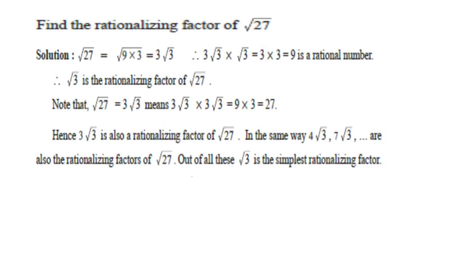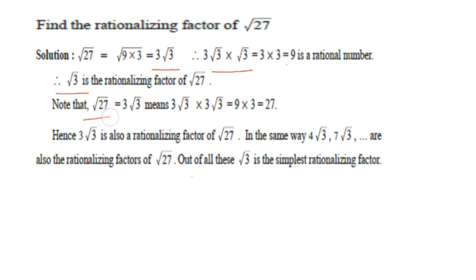Find the rationalizing factor of root 27. Root 27 is equal to 9 3 is 27, 9 into 3. 9 is the square of 3, is equal to 3 root 3. Therefore, 3 root 3 into root 3. Root 3 into root 3 is 3. 3 3 is a 9. Therefore, root 3 is the rationalizing factor of root 27.